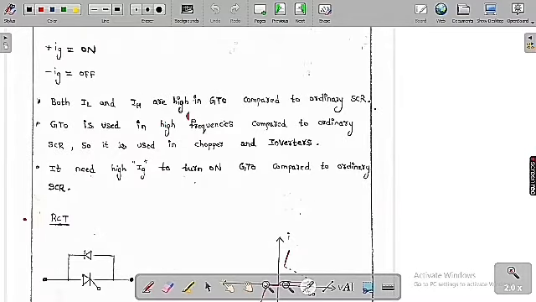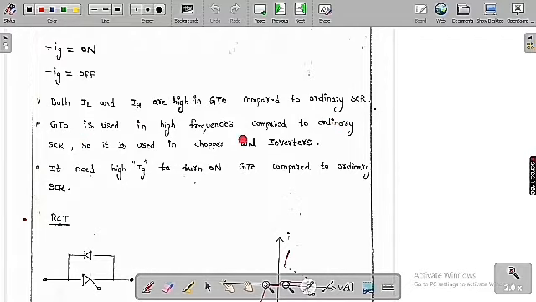Both IL and IH are very high in a GTO compared to an ordinary SCR. See here, both the latching current and the holding current are very high in a gate turn-off thyristor compared to an ordinary SCR. So this is the main difference between the normal SCR and the GTO: it has a large value of latching current and also a large value of holding current when compared to an ordinary SCR.